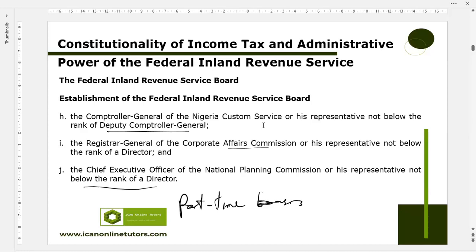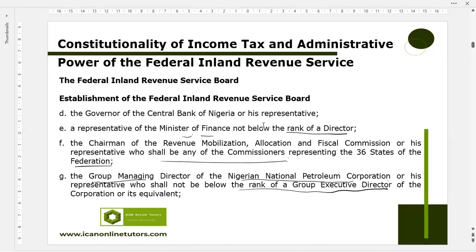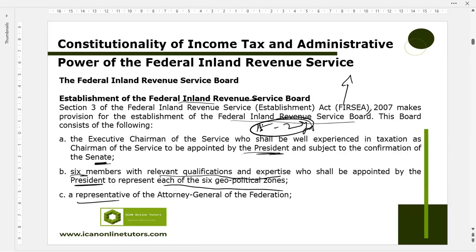I said that the executive chairman is appointed by the president, subject to the confirmation of the Senate. I mentioned that this person must be well experienced in taxation. It does not end there. He or she must have cognitive experience and skills in accountancy, because accounting is the root of taxation, and in economics, because taxation is one of the fiscal policies too.